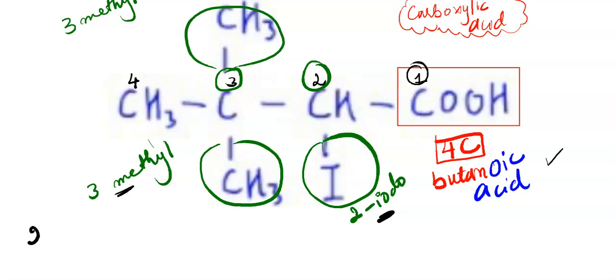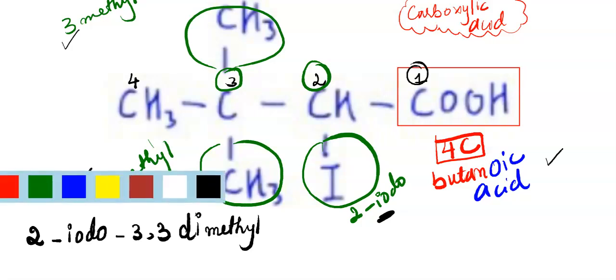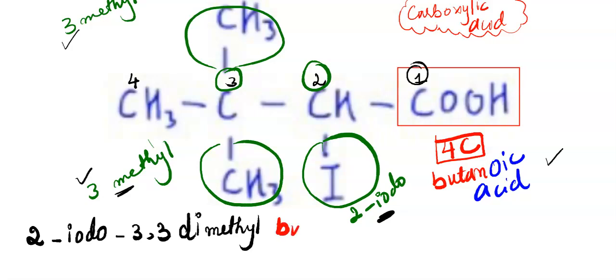So we start with 2-iodo, then 3,3. Two substituents are attached to the same carbon, so you have to mention the position 2 times. So 3,3. How many methyls? 2 methyls. So for 2 we mention di, and then we mention methyl. Now our substituents are complete. And the last part is the parent chain name, butane.